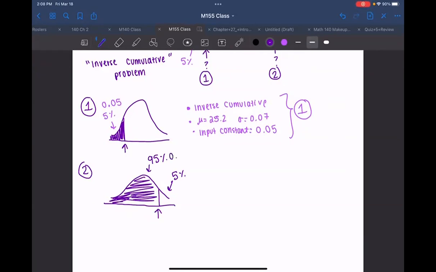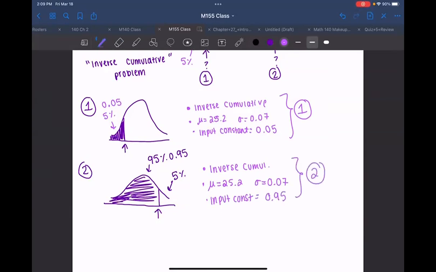And let me just change that to a decimal because Minitab likes decimals. My hint for you in this one is to type in inverse or to use the inverse cumulative. Make the mean equal 25.2. Make the standard deviation equal to 0.07 and the input constant be 0.95. So that would be your second number. Does this give you a better idea on how to do that problem?